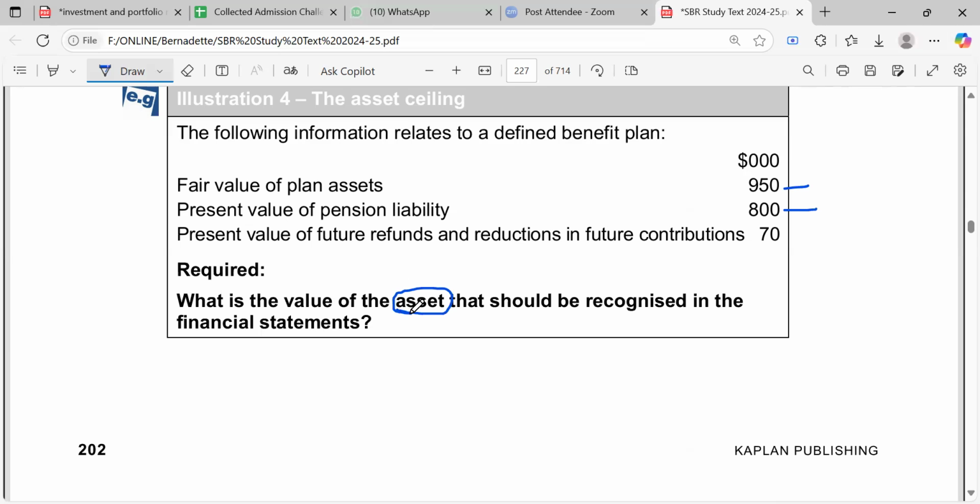It means you have to know by yourself that you are dealing with a net figure, right? Because the plan assets, you have them at their fair value at 950 and the liabilities at 800. If you deduct, you get how much? 150, right? Yes, 150.